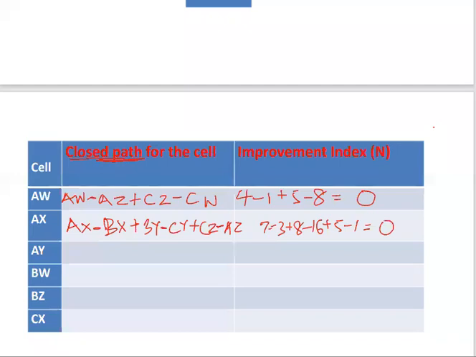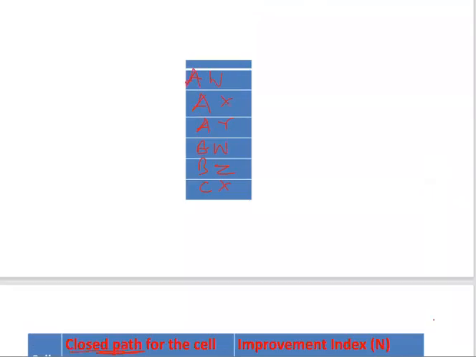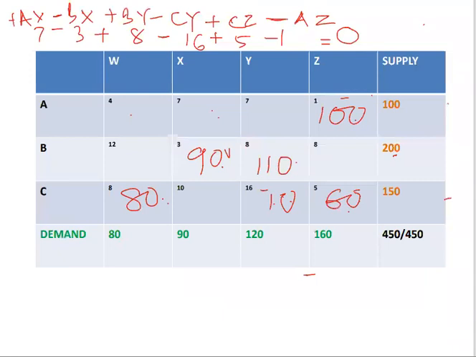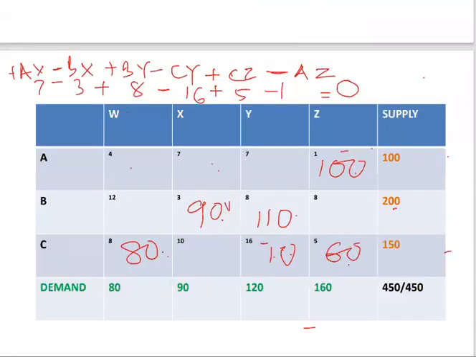Any question? CZ is 6 now, it's not 5. AZ is 1. CZ, where is CZ? This CZ is 5. That's what we have here.